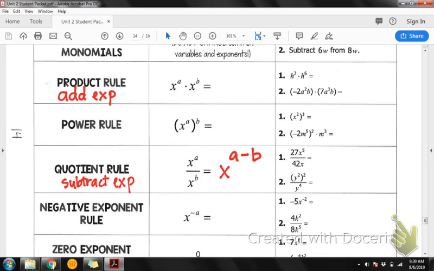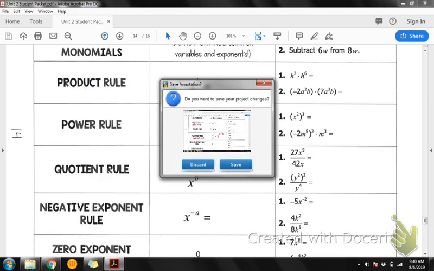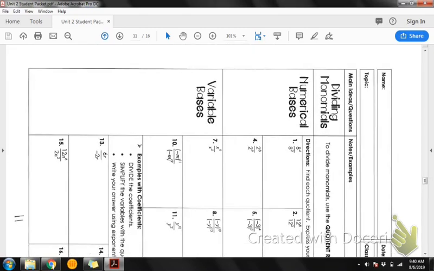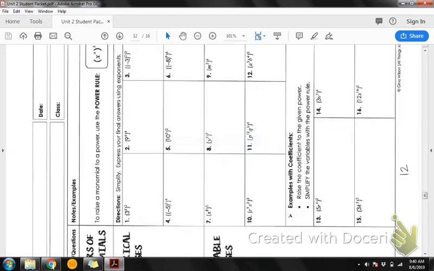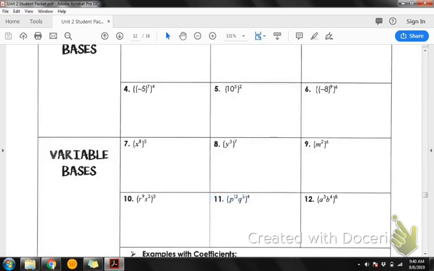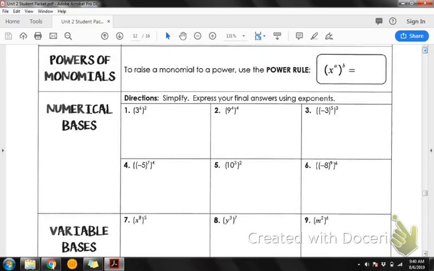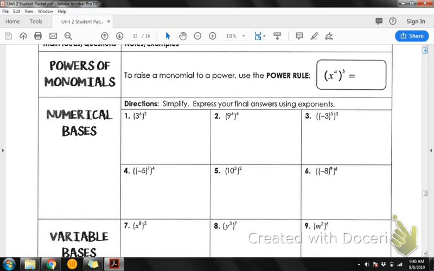We're going to do our last exponent rule today, which is called the power rule. When we go to the power rule, that's back on page 12. When we have a power rule, I'm going to pause for just a second.